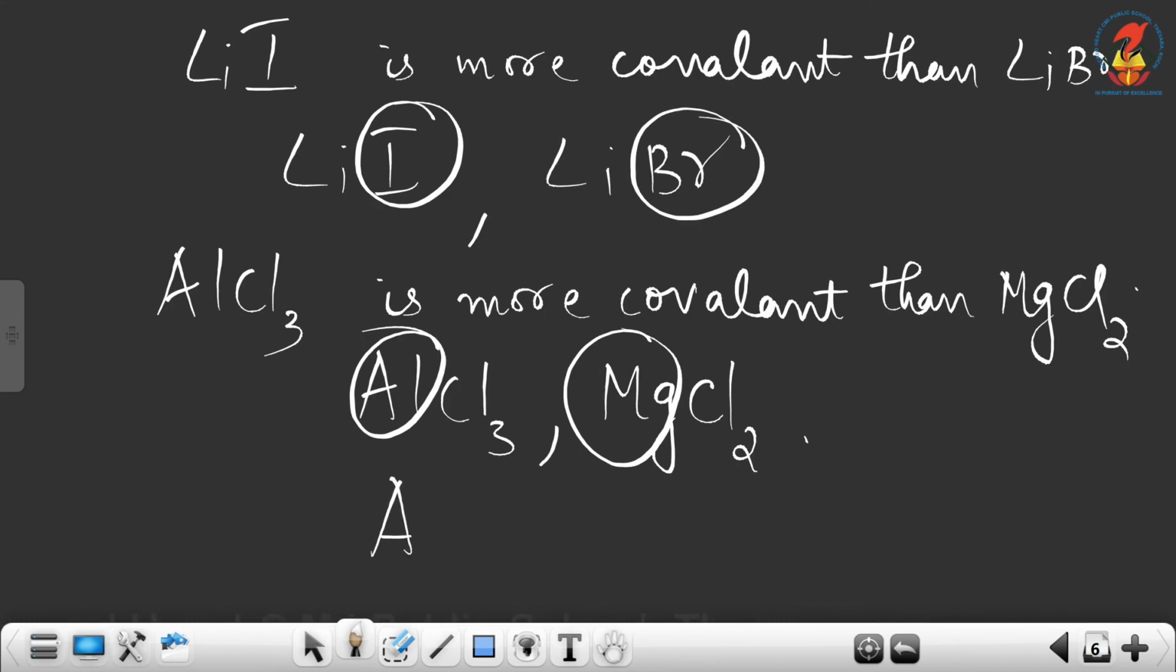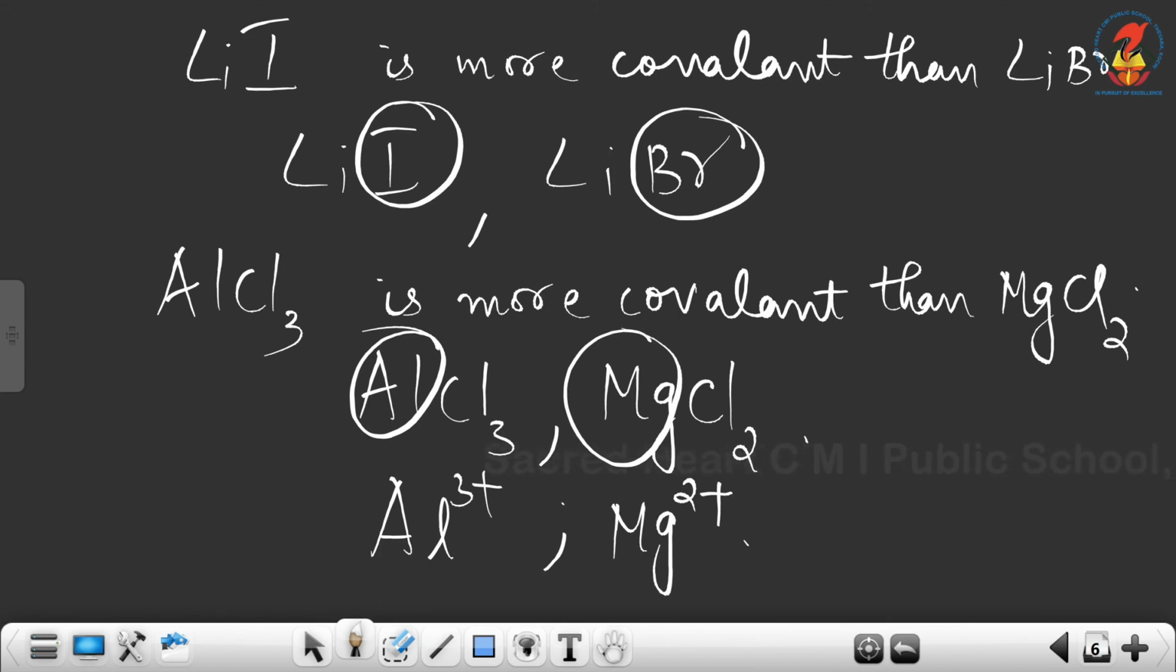Now, aluminium, you know what is the charge? Al3+ and magnesium has charge Mg2+. So, as charge increases, the size of the cation decreases, polarizing power increases. So, your answer: since Al3+ has smaller size compared to Mg2+, Al3+ has high polarizing power. Okay.